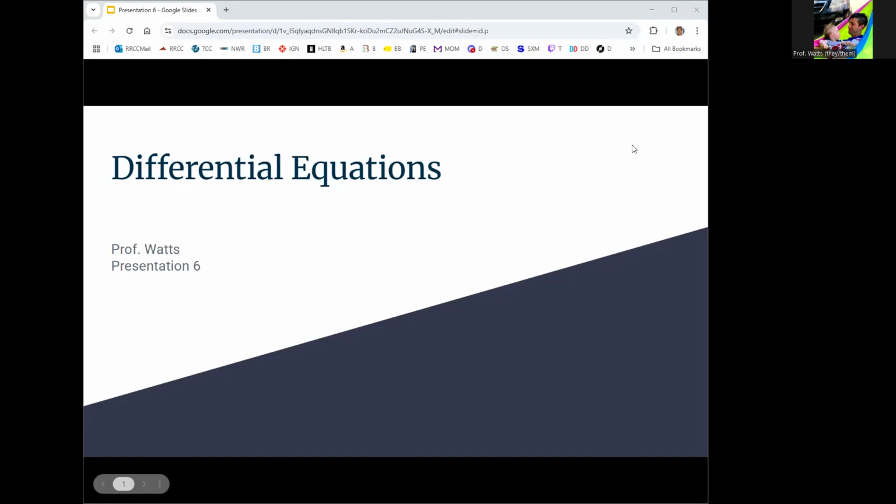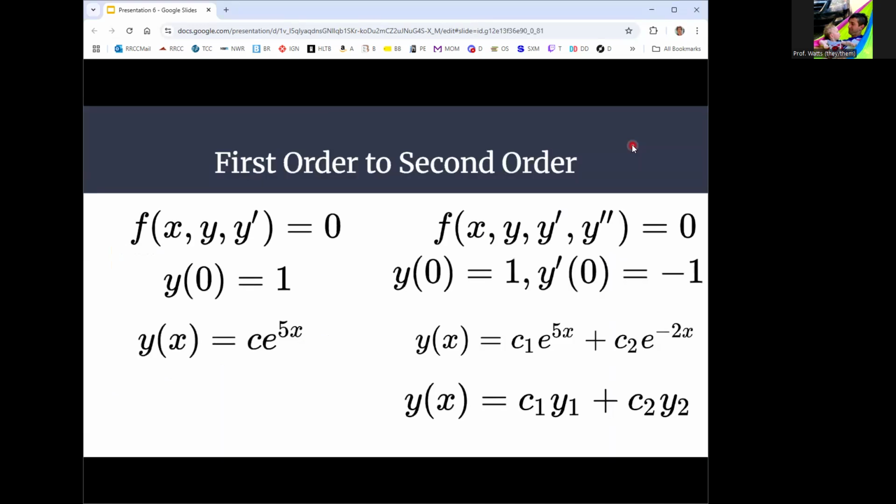And so we want to get used to some of the changes going from first order to second order. The differential equation itself, remember in first order only had a first derivative. We will now see the second derivative. We won't always see the first derivative, but it could be there.